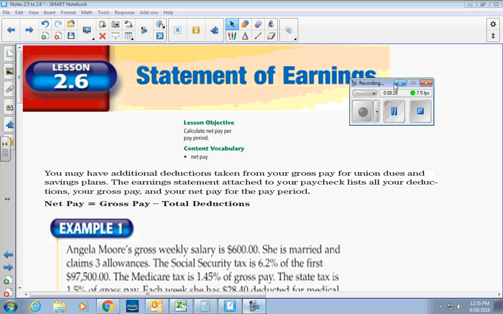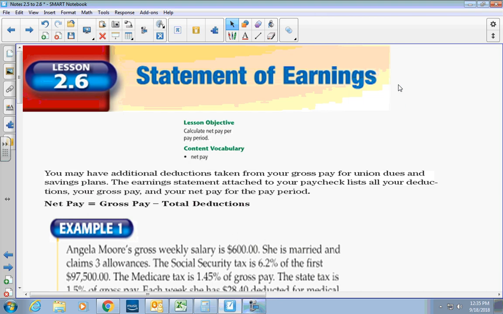2.6, last section. We have a chapter test next Thursday. A week from Thursday. Chapter test a week from Thursday.